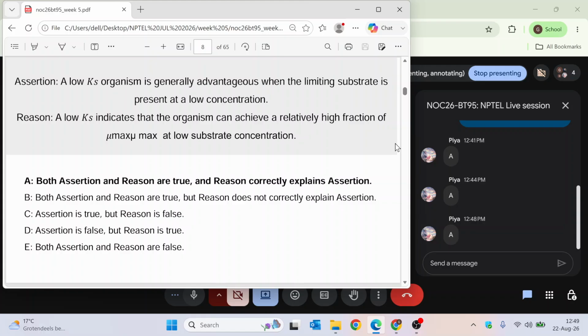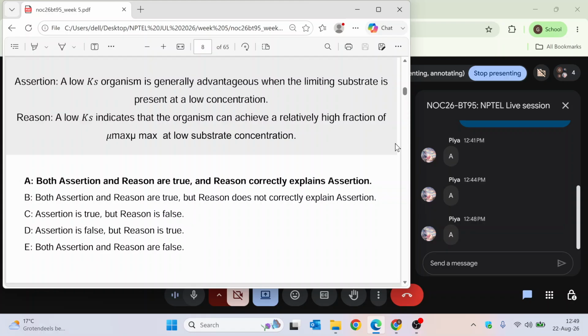Okay, so yes, both the assertion and reason are true, and the reason correctly explains the assertion. First we will break down what the assertion and the reason say. In our assertion, the statement says that a low Ks organism is generally advantageous when the limiting substrate is present at a low concentration.